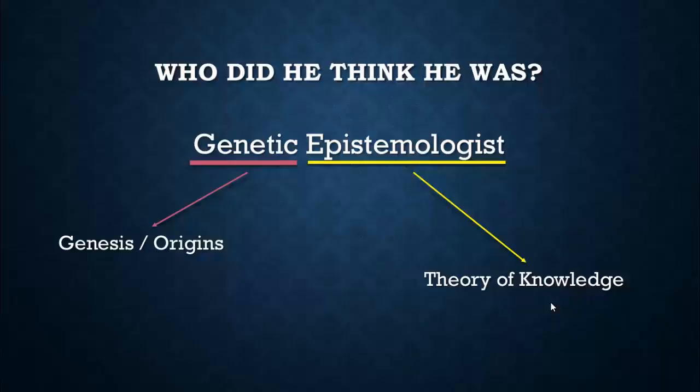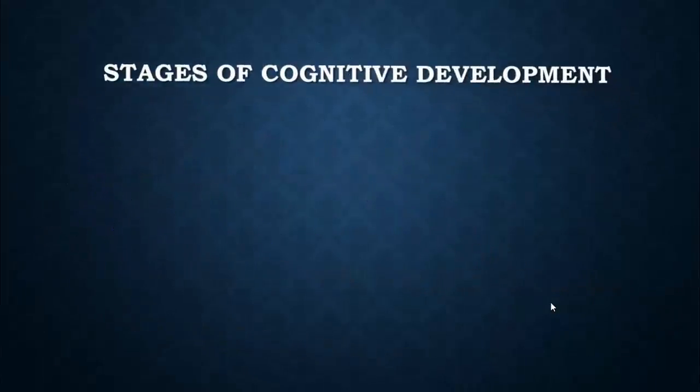Let's put it another way. What Piaget was interested in is how knowledge is constructed in our human mind. This explains why Piaget's theories sometimes are called constructivism theories. So much for the introduction. Next, let's take a look at one of Piaget's most important contributions to psychology, the stages of cognitive development.